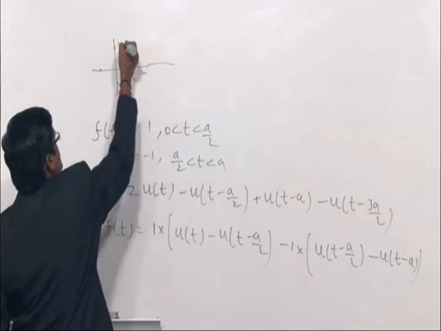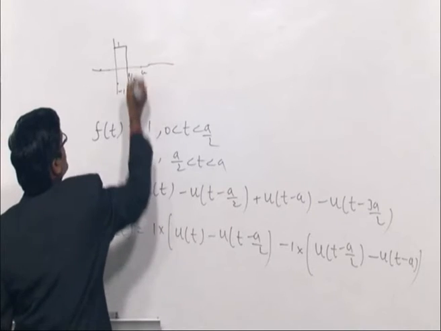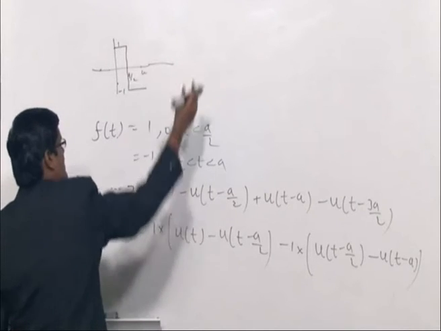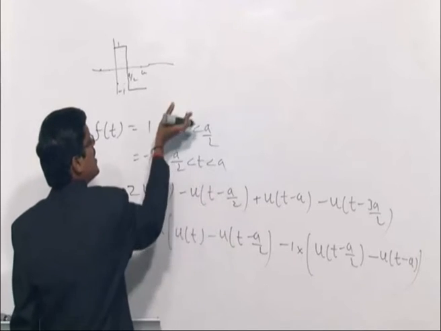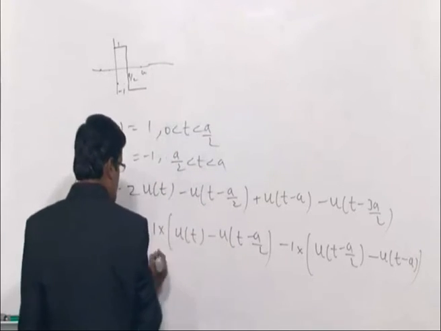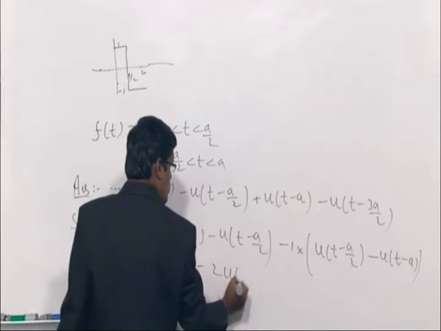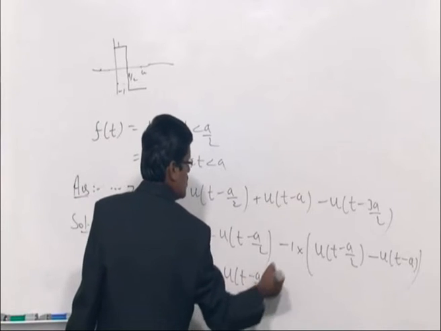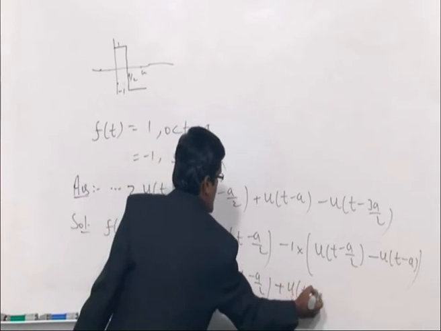0 to a by 2 is 1, and this is minus 1, okay. So this is extendable, and you can define a to 3a by 2, 3a by 2, 2a. Similarly here, minus a by 2, 0, minus a to a, like that. You will be getting u of t minus 2 times u of t minus a by 2, okay, and plus u of t minus a.